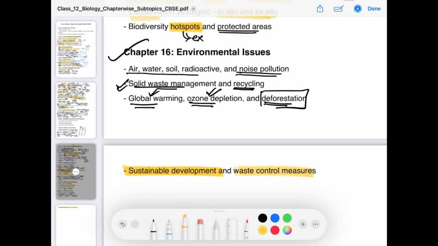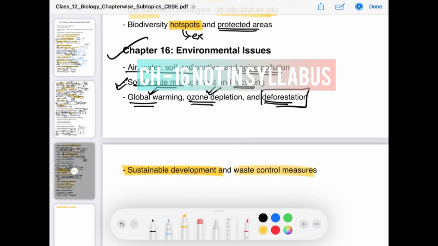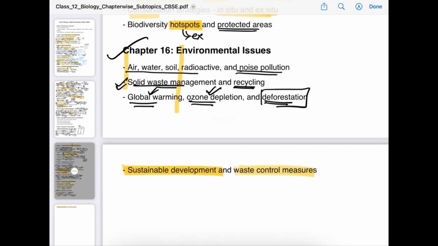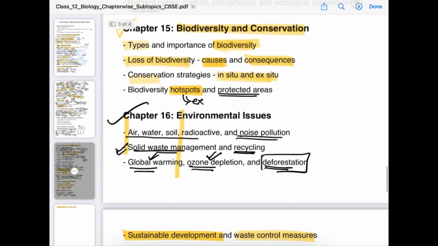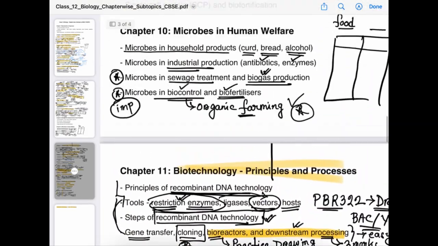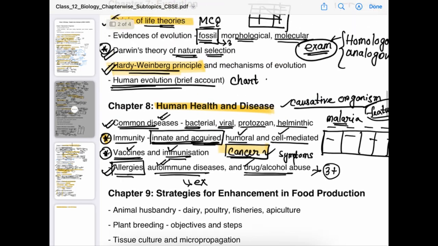Okay, so this is the total chapter-wise subtopic division for your class 12 biology syllabus. I hope you have understood each and every subtopic properly. So now, if you make the charts that I have told, and if you read the key points that I have mentioned here, I think you will be able to answer all the things properly. And if you just divide the chapters like this, it will be easy for you to understand the whole syllabus, and then you can revise properly.